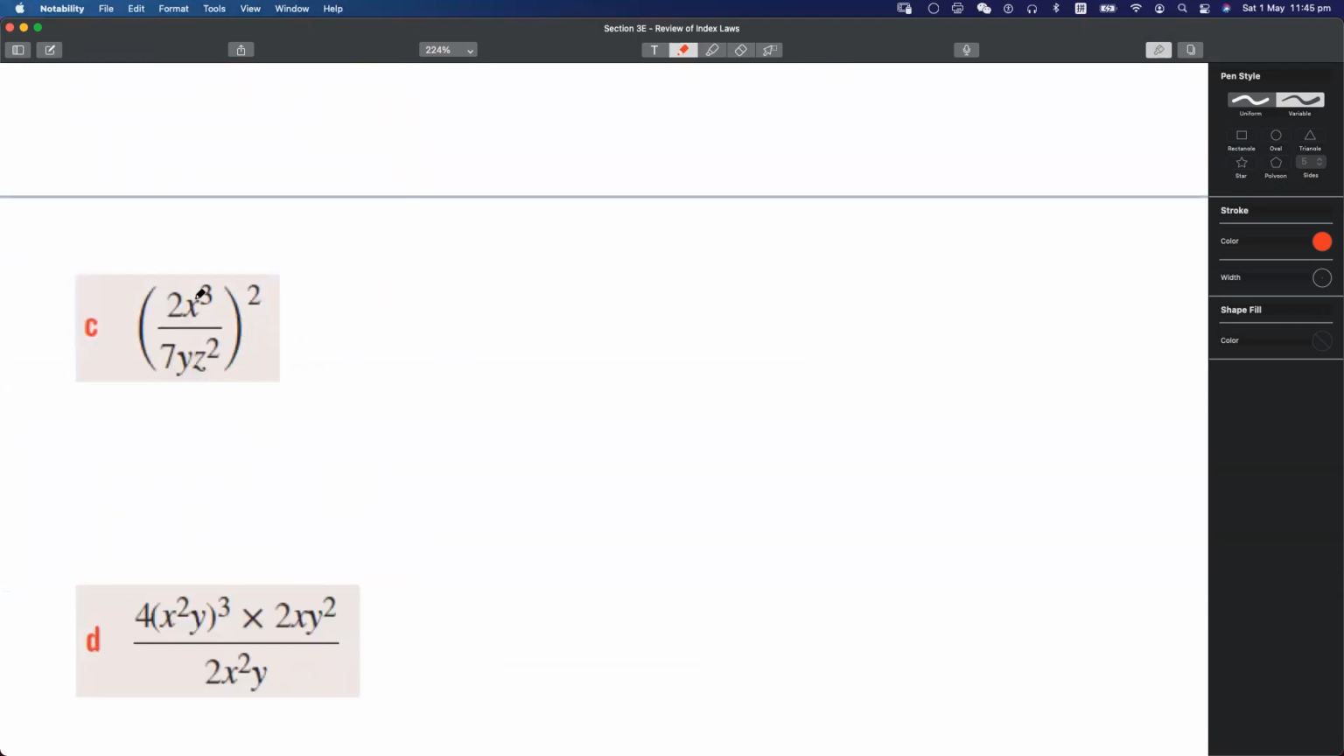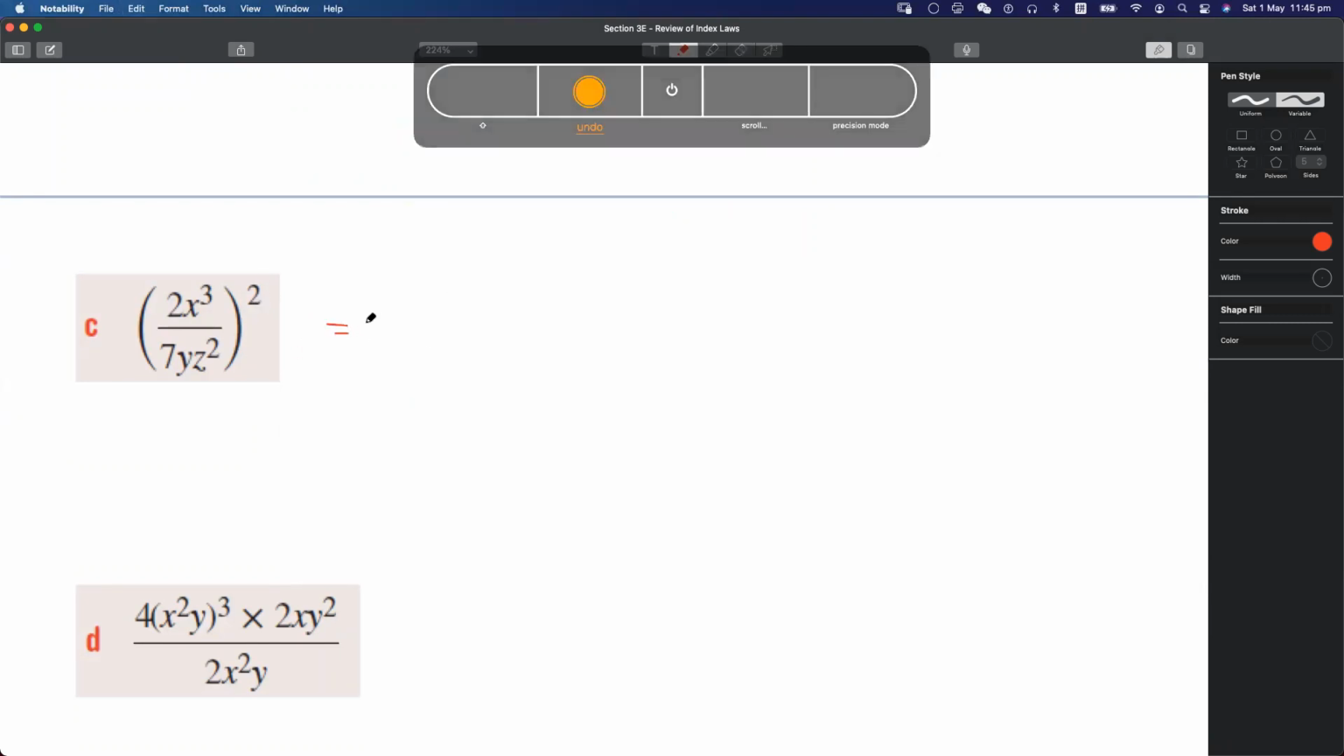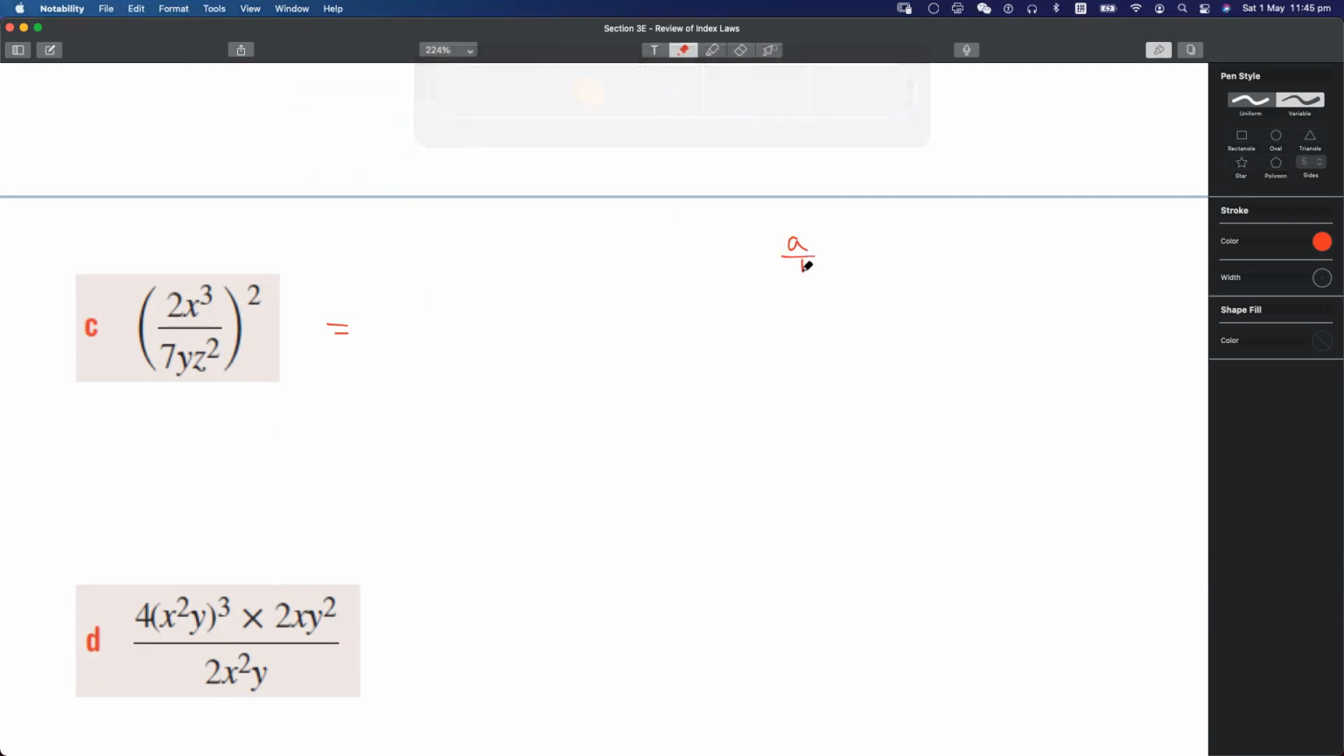Again, to the power of 2, so it's going to be distributing to each one. A over b to the power of m is equal to a to the power of m over b to the power of m. So this 2 is going to distribute to both the numerator and denominator. So 2x cubed to the power of 2 over 7yz squared to the power of 2.